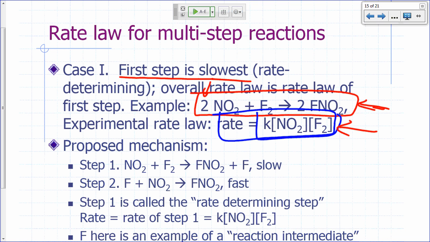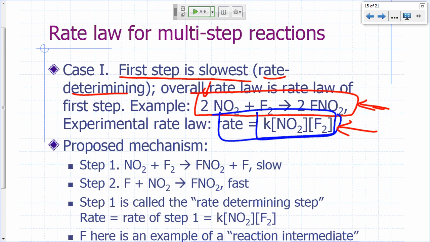The simplest one you can propose is one where there's a first step that is very slow compared to all the other steps. That step you say is your rate determining step, the step that determines the rate of the reaction. And so the rate law will just reflect the rate law for that particular step. So that's a very simple case.